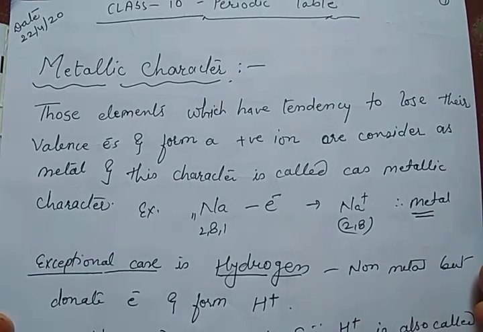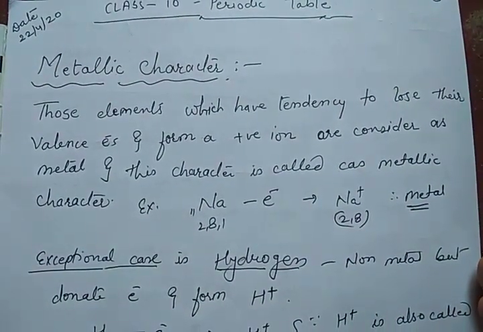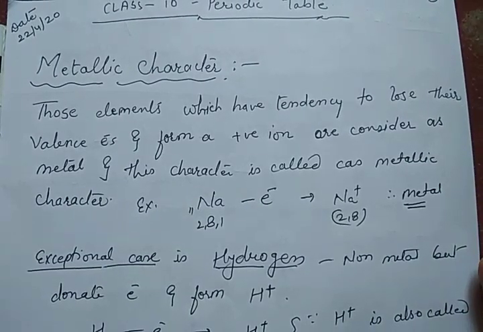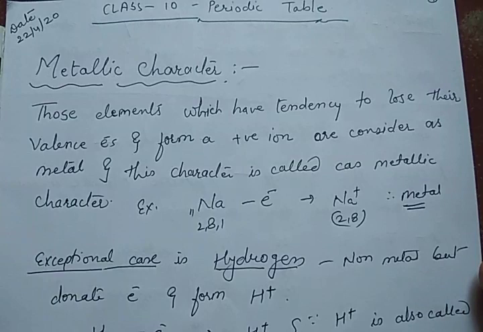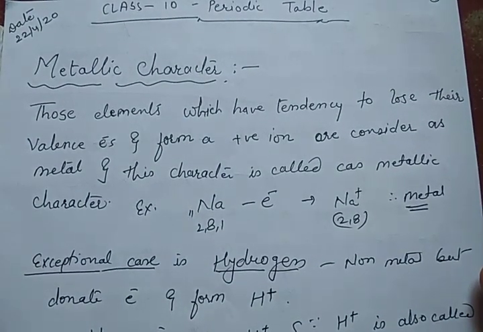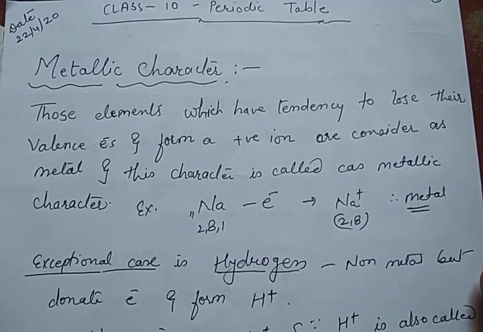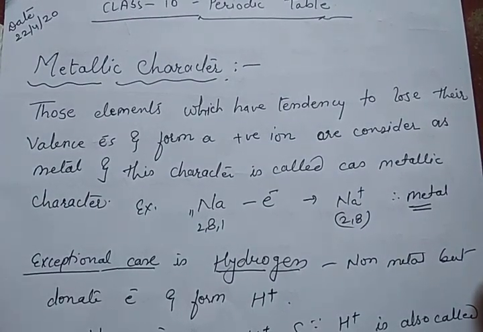Now the trends in the periodic table about the atomic radius: in a group, when we move from top to bottom, the atomic radius goes on increasing, and in a period the atomic radius goes on decreasing. So this was a small revision of the last period.